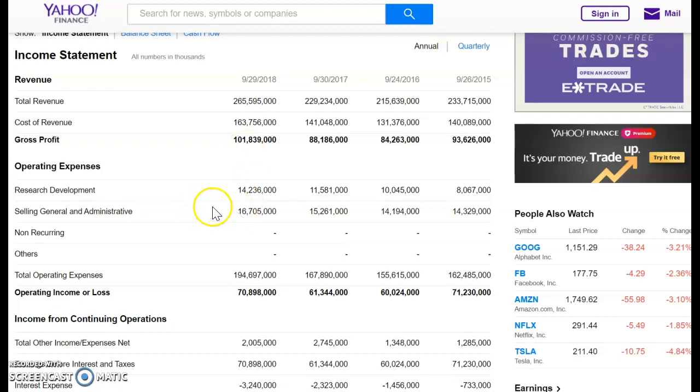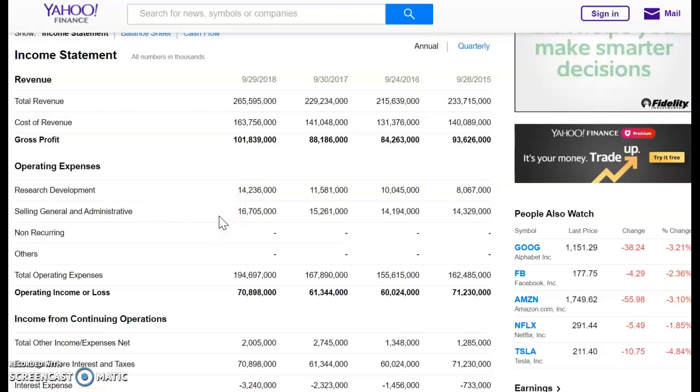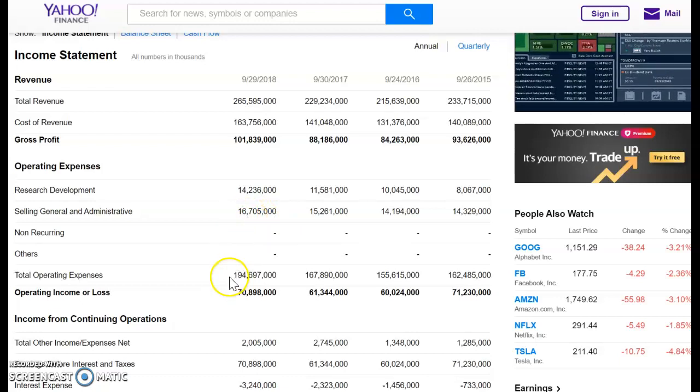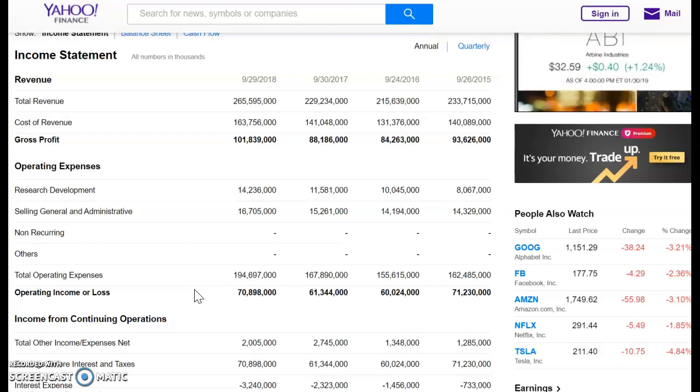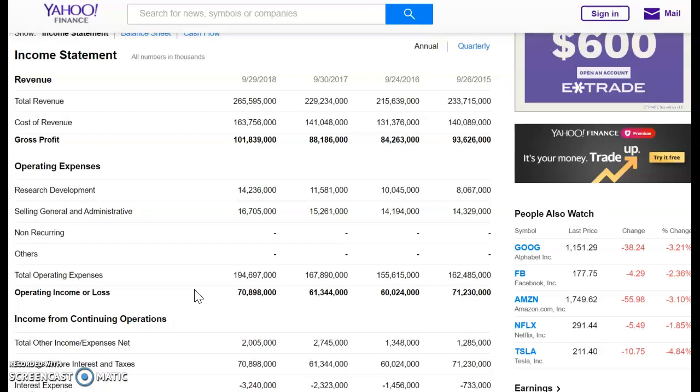And then you can see down that there are other expenses. You see research and development expenses, and they've lumped selling, general and administrative expenses together. And then we have total operating expenses. So these are some things that you'll learn about later in the course. But I wanted to talk about who looks at these financial statements and why do we need these statements.